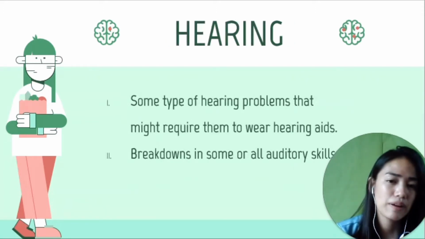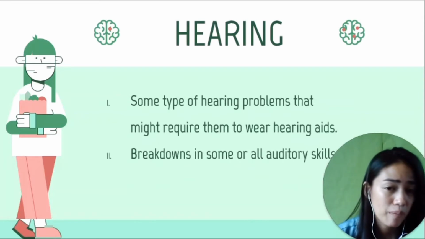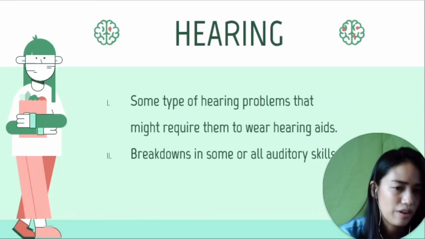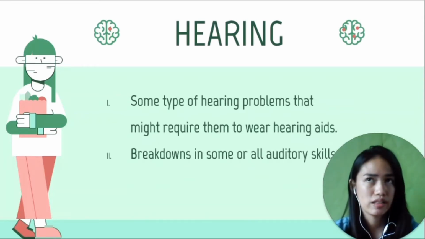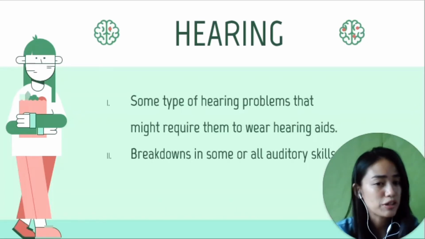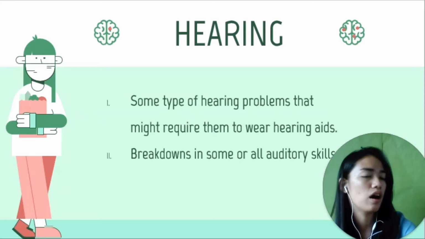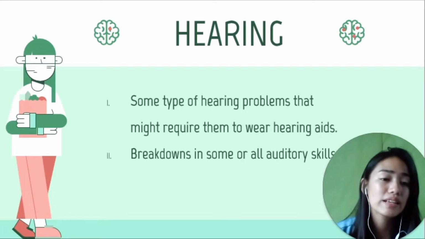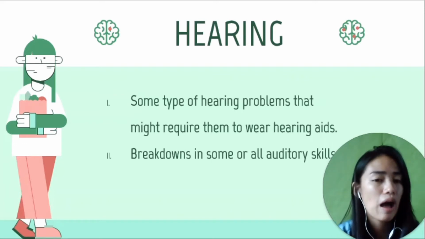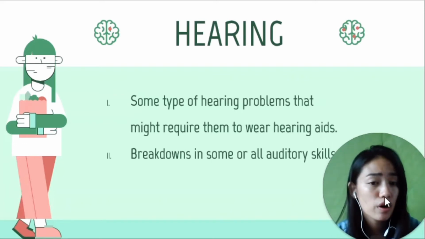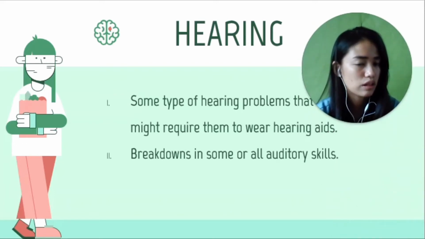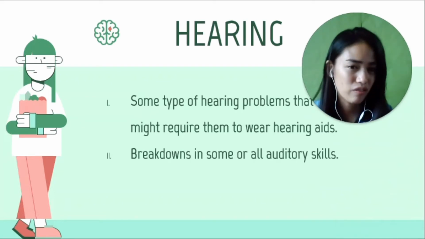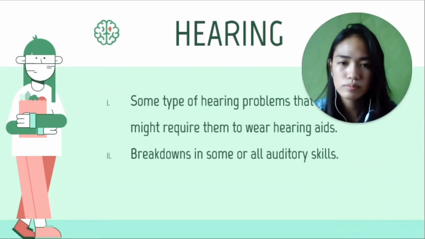So for hearing, as mentioned earlier, they may have some type of hearing problems that might require them to wear hearing aids. So it's best to have an audiologist check them to have an objective assessment of their hearing. Depends on a case-to-case basis. So they may have breakdowns in some or all of the auditory skills, like detection, discrimination, identification, or comprehension.